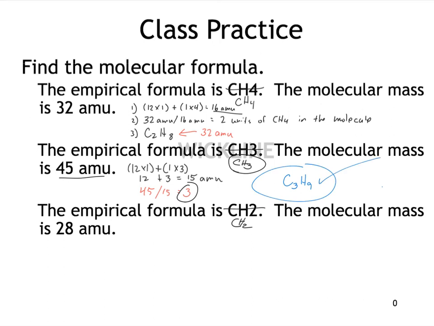Okay, last question. The empirical formula is CH2. Remember, carbon's mass is 12, and there's only 1 of them. Hydrogen's mass is 1, but there are 2 of them, which gives me an empirical mass of 14 AMU. However, the molecule has a mass of 28. So if I take the mass of the molecule and divide it by the mass of the empirical unit, I get the factor 2. That means that there are 2 units of CH2 in this molecule. So I'm going to take this 2 and multiply it by the subscripts in the formula, and I will get a final answer of C2H4, because I multiplied both by 2.